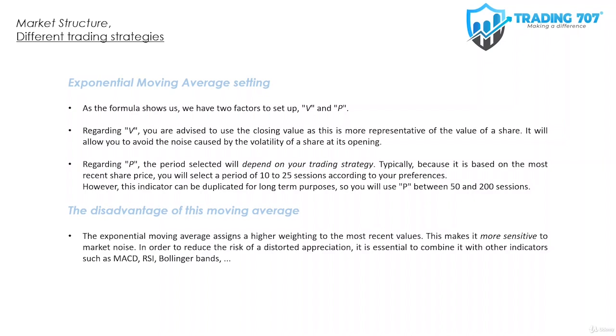The disadvantage of this moving average is important to highlight. The exponential moving average assigns a higher weighting to the most recent value. This makes it more sensitive to market noise, so in order to reduce the risk of a distorted appreciation, it's essential to combine it with other indicators such as MACD, Bollinger Bands, and others.